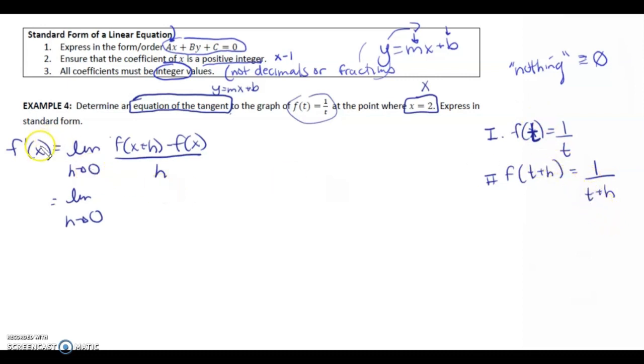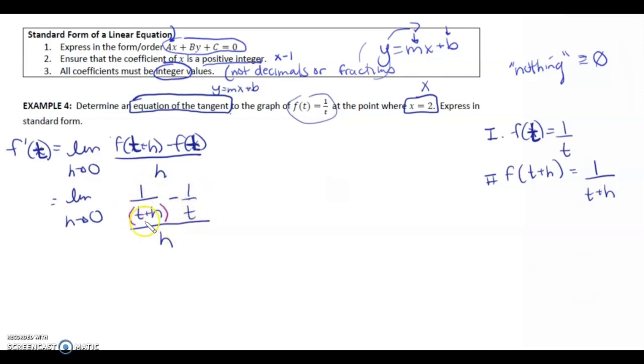So let's go ahead over here. I am going to change these to t's just for proper form. And then I'm going to go ahead and sub in. So f at t plus h, I get 1 over t plus h, minus f at t, I get 1 over t. And then the entire binomial here over h. So what we want to do is find a common denominator between t plus h and t. So I'm going to bracket this t plus h as a binomial, because we have to keep it together. We can't just add a plus h over here, okay?